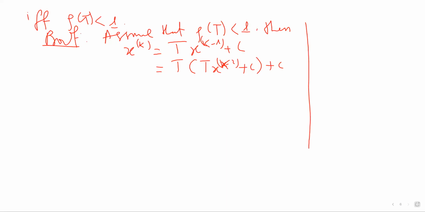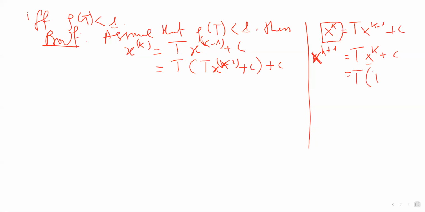So basically, iteration means you have x^k equals T x^(k-1) plus c. You solve for this k here. And then your next one, so if you want to go to maybe x^(k+1), then you do T x^k plus c. But x^k we know, so it's T times (T x^(k-1) plus c) plus c. So that's what we are trying to write here.